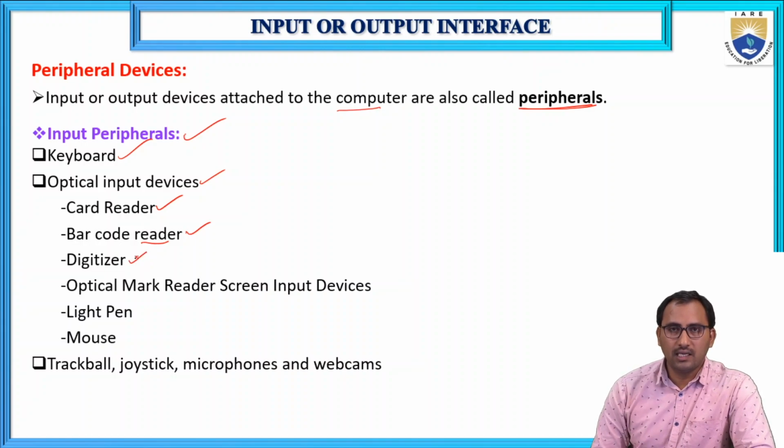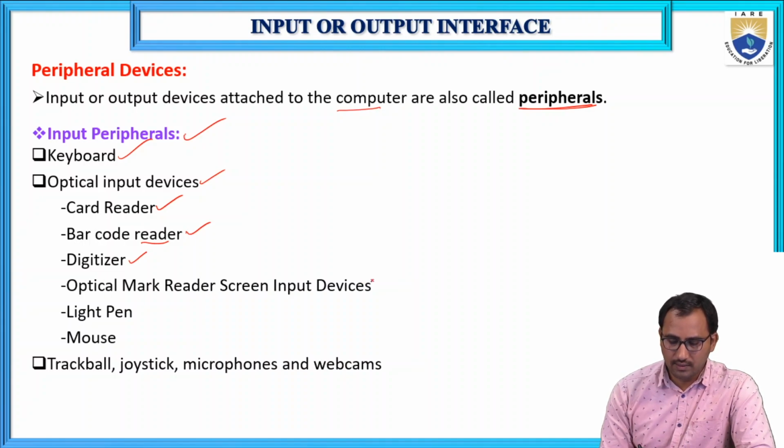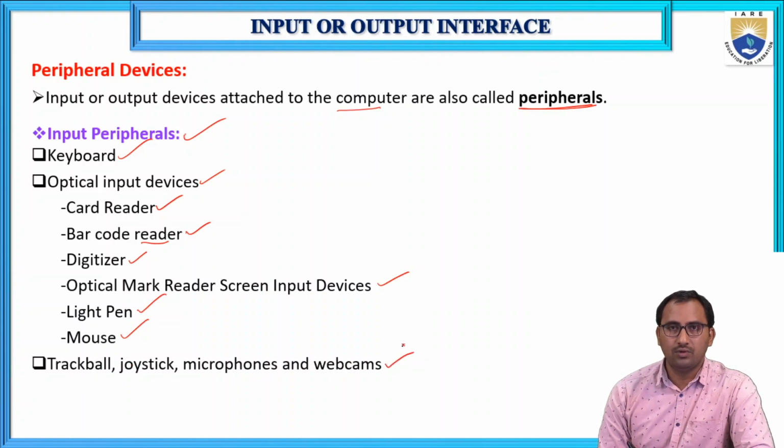So a digitizer is a device using which we can write, we can draw, and also we can do some painting on it. So that is a digitizer. And optical marker reader, screen input devices, and a light pen, mouse. So these are the input devices. And the last ones are trackball, joystick, microphones, and webcams. So these are the different input peripheral devices.